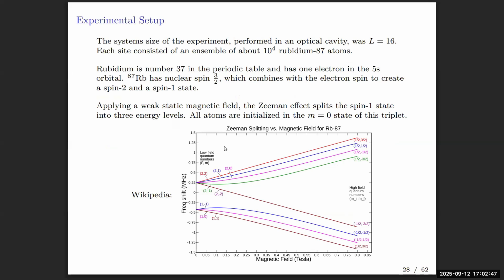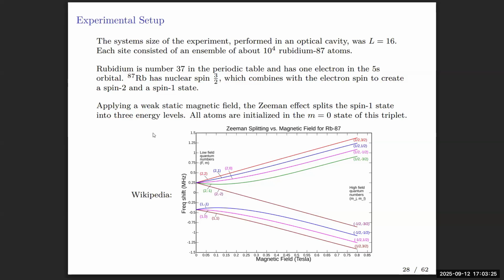Rubidium is number 37 in the periodic table. If you remember your orbitals, you can go through the exercise: you fill the orbitals, and eventually once you get to 37, you have a single electron left that goes in an unfilled 5s orbital. Okay.